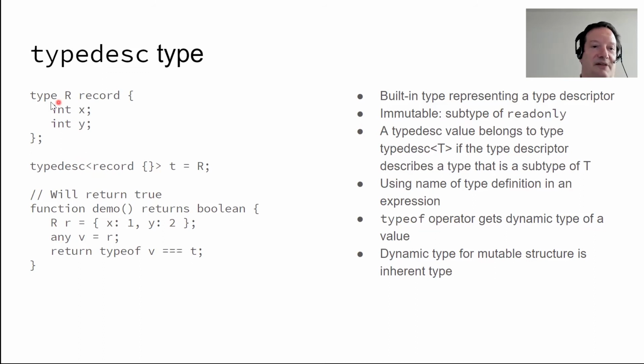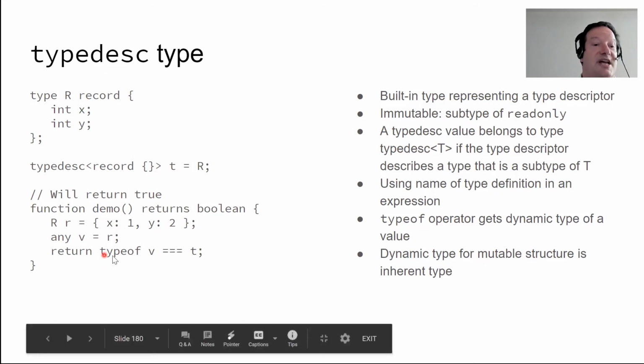Here I've got a type R, that's a record. Now I can get a typedesc for R just by referring to R. If I use an R in an expression here, that gives me a typedesc value. And I can assign it to T. So T is a typedesc, and it has the constraint that the type it refers to must be a record type. And that is true for R. R is a record, so the typedesc for R belongs to typedesc angle brackets record. So that assignment's okay.